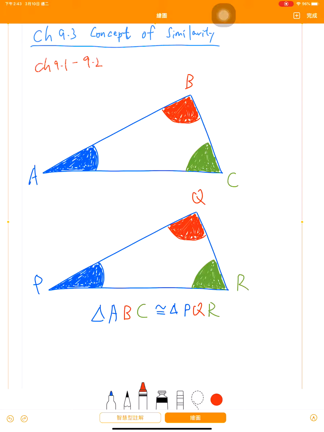Hello everyone, today we'll talk about chapter 9.3. This is the concept of similarity.